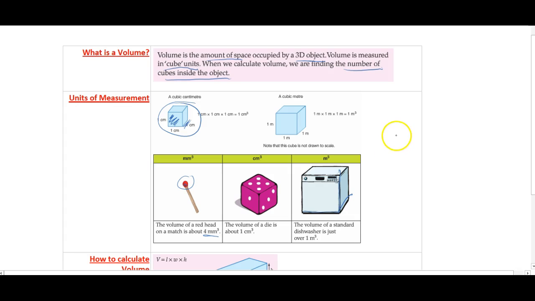That's how we calculate units of measurement. Instead of having squared numbers, we want to use cube numbers. So it'll be centimeters cubed, meters cubed, etc. We want to make sure that we use the cubed when we're dealing with volume.